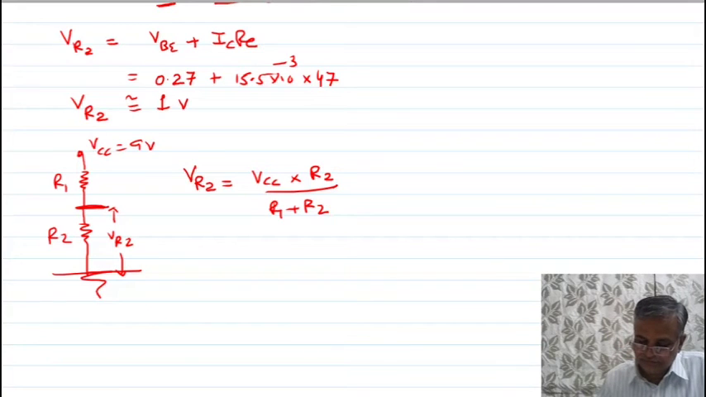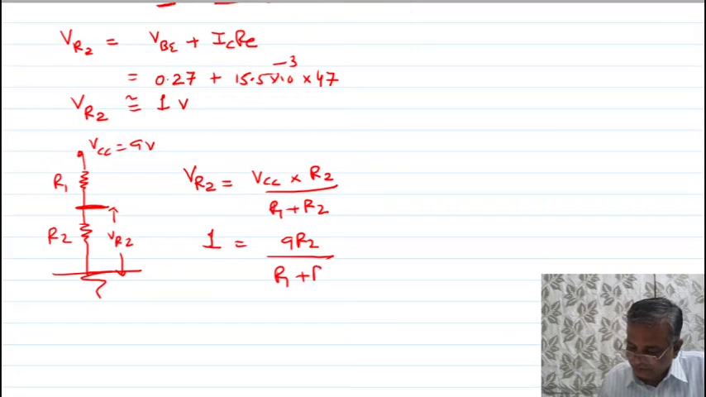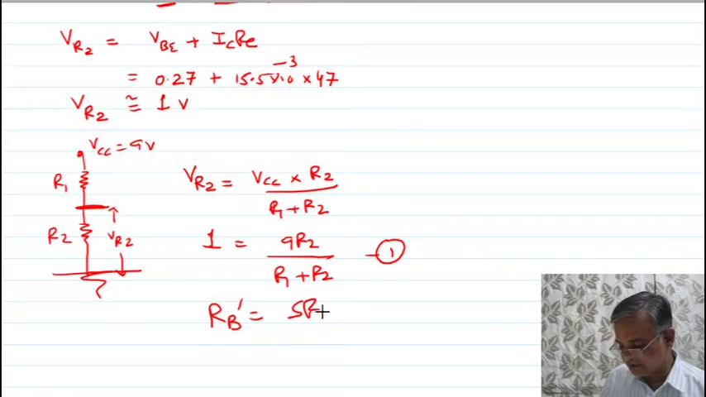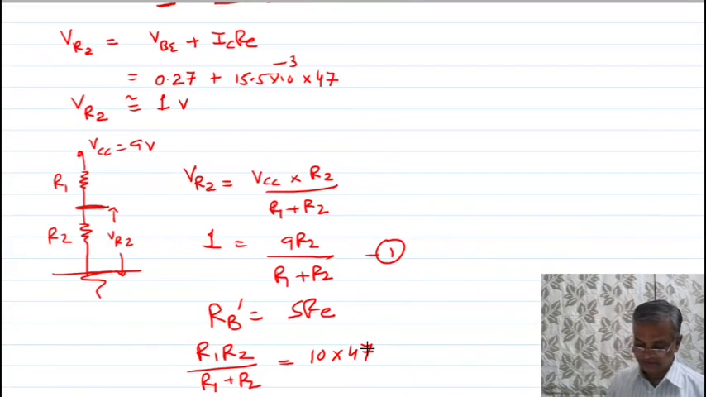So I can write, this is your 1 volt is equal to 9R2 upon R1 plus R2. Say equation 1. In SYBSc you study this equation. RB dash is equal to, you can take S into RE. RB dash is nothing but R1R2 upon R1 plus R2. This is given 10, this is your 47 they have given.